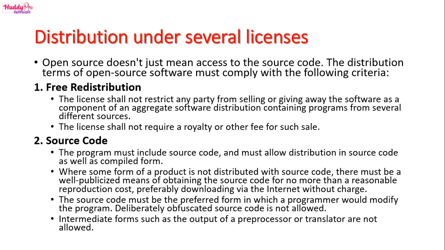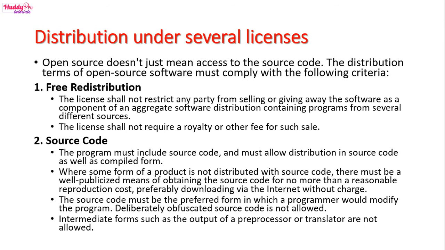One, free distribution. So if software is open source, its distribution has to be free. What does this mean? The license should not restrict any party from selling or giving away the software. So that's what we mean by free distribution. So the license shall not require a royalty or other fee for such a sale.